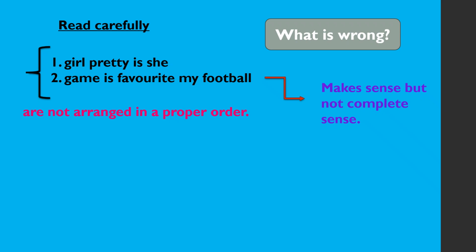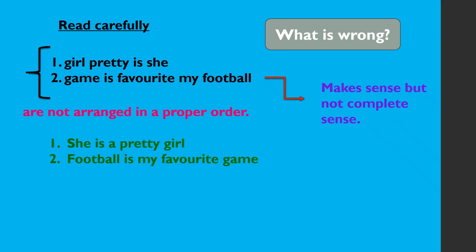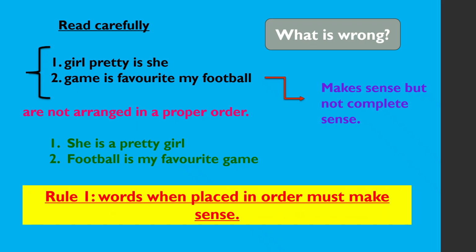When in order, the sentences sound like this. "She is a pretty girl." "Football is my favorite game." So here is the first rule of the sentence. Words, when placed in order, must make sense.